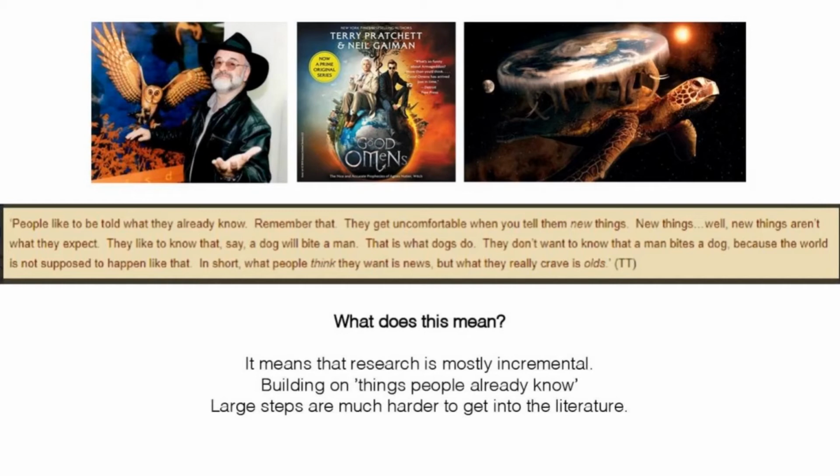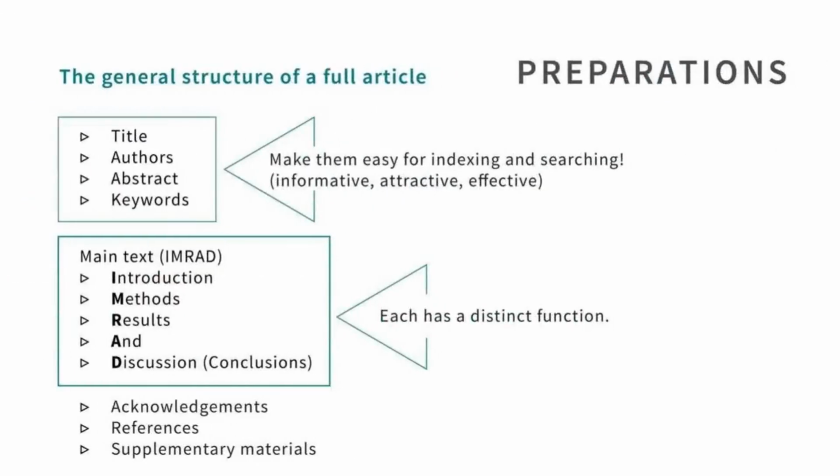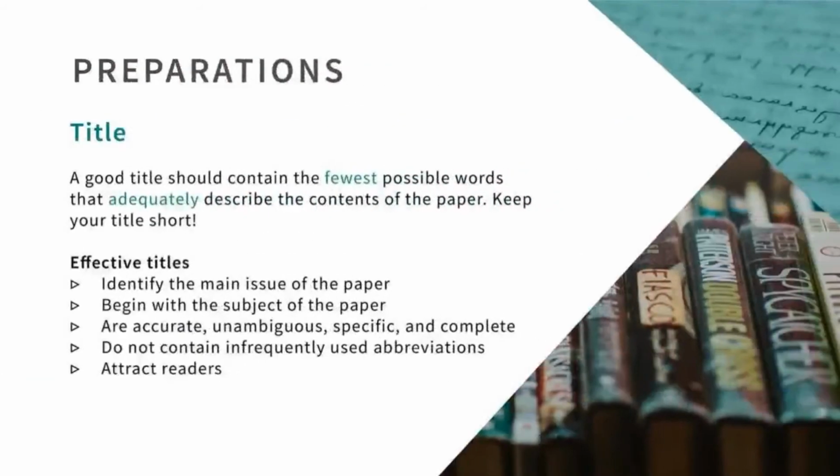You may already know from your own research that large steps forward are much harder to get published in the academic literature. So here's a slide that you may have seen before, but again, let me emphasize that the key to success in academic writing and getting your work into leading international journals is looking at effective titles and abstracts as windows into your paper, because often this is all that academic editors and peer reviewers will read.